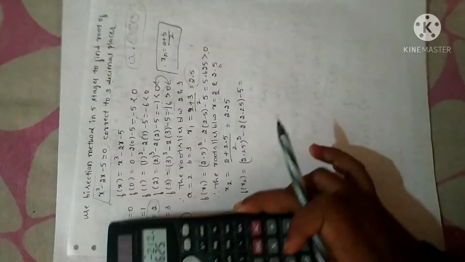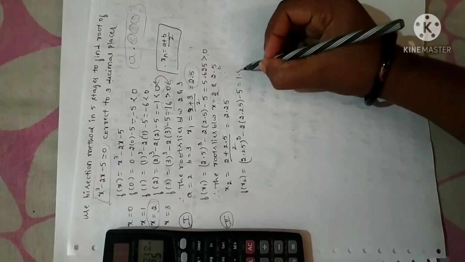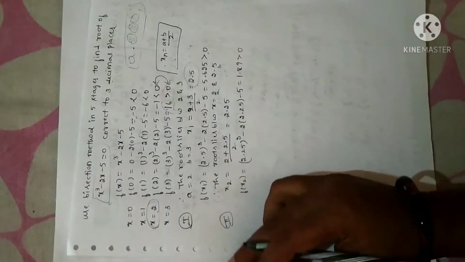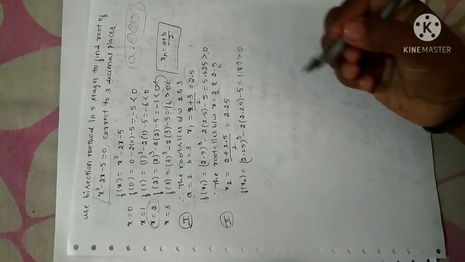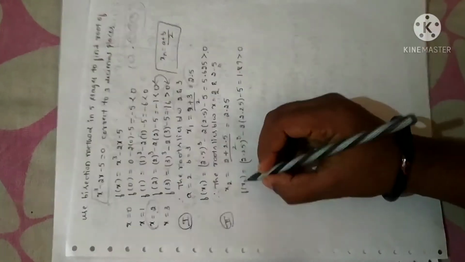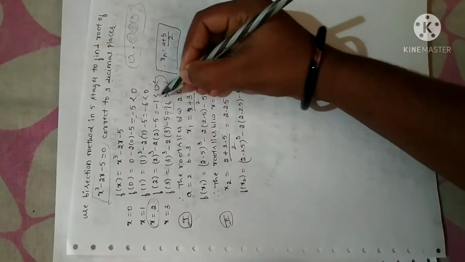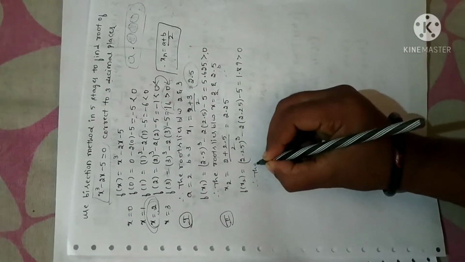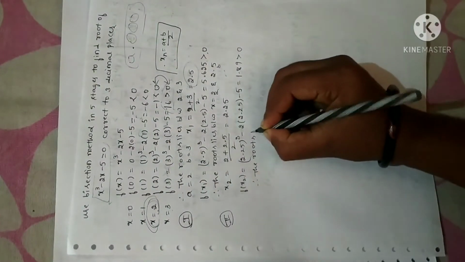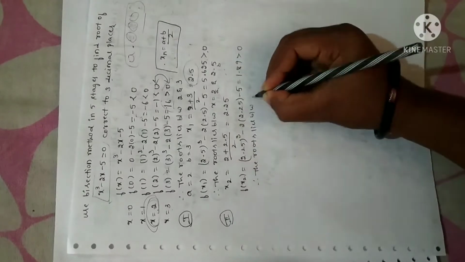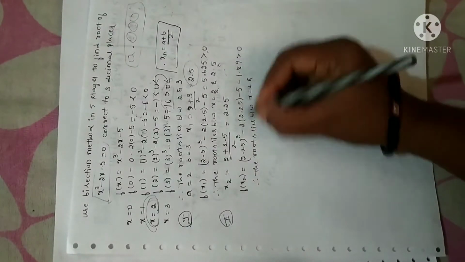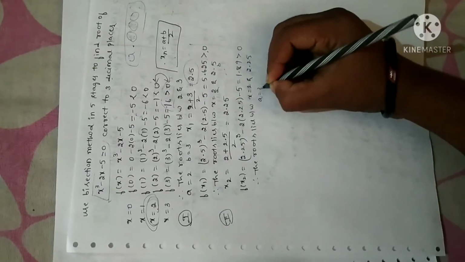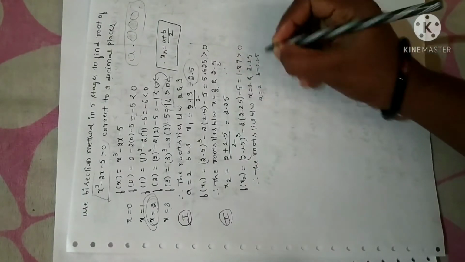1.890625. Fine. So I can write 1.89, which is greater than 0. Now I have to look for the previous value where it is negative. So it is positive, here also positive, x is equal to 2 is negative. So the root lies between x is equal to 2 and x2 is 2.25. So take the first value as A and the second value as B.